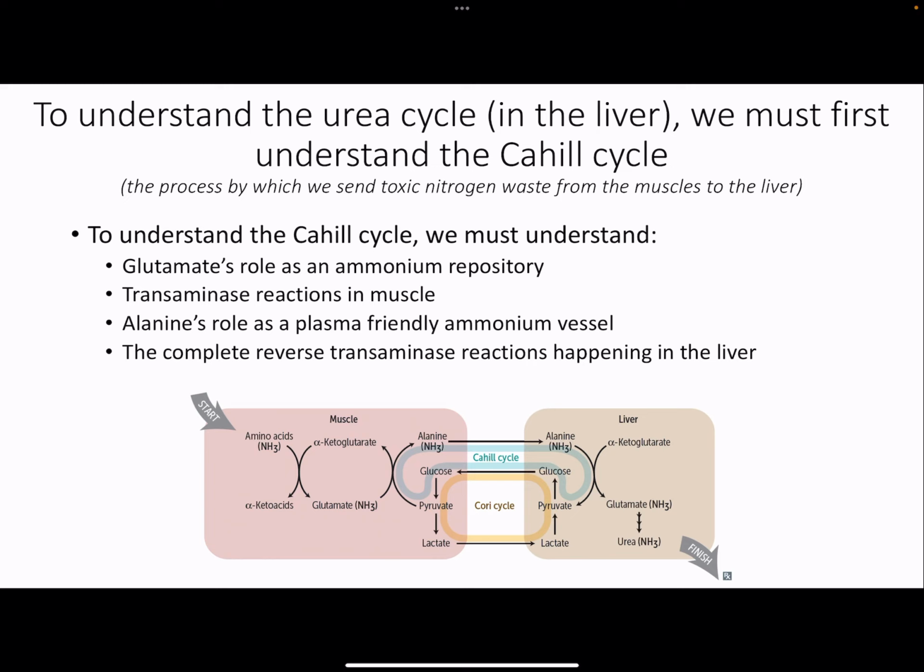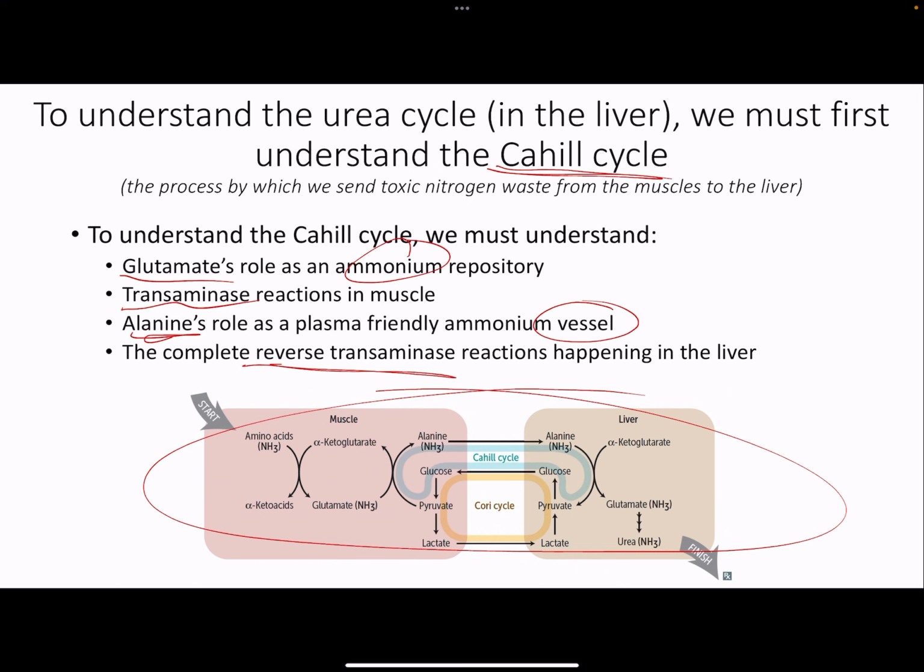So urea cycle happens in the liver. How do we get it there? The suspense is killing everybody. It's through something called the Cahill cycle. This is how we get nitrogen from the muscles to the liver. And to understand this, to really have it click, you have to understand how glutamate acts as a storage for ammonium. We need to know what a transaminase reaction is. We need to know about alanine playing the role of the friendly shuttle, the vessel. It takes nitrogen through the blood. And then we have to understand the fact that transaminases can work both ways. It's a reversible reaction, a reversible enzyme. And then this will all make sense.